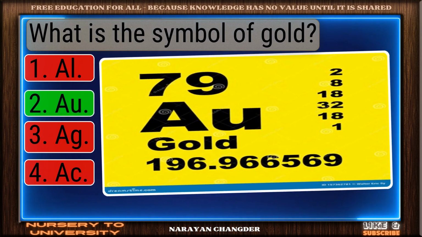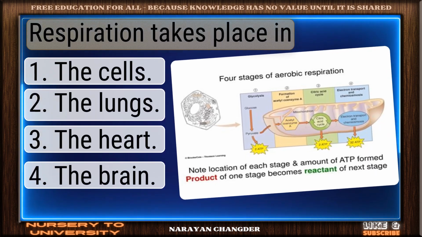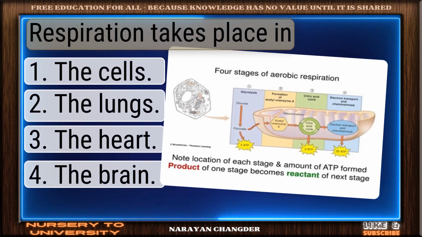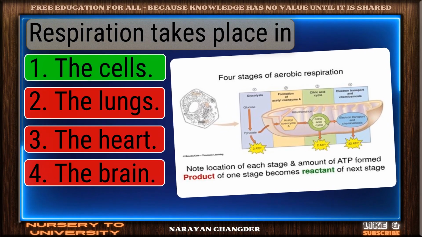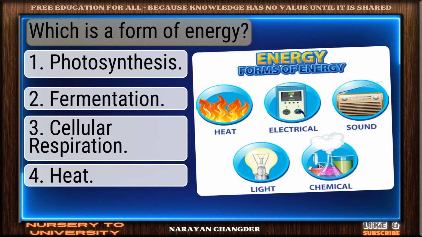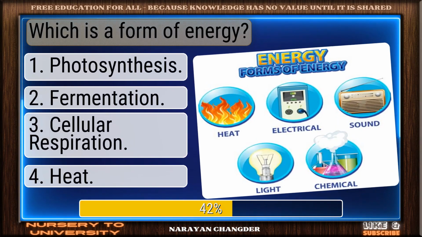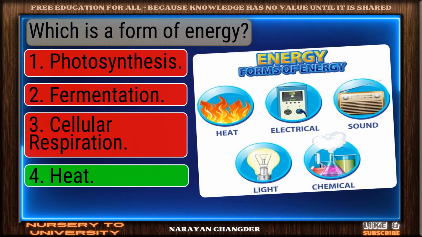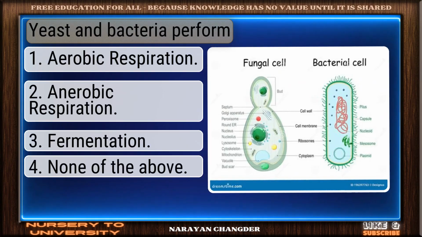Exactly. All makes sense and it is right choice. Question number 248. Respiration takes place in. Well done. The cells is the right choice. Question number 249. Which is a form of energy? Well reasoned. Heat is the correct choice.